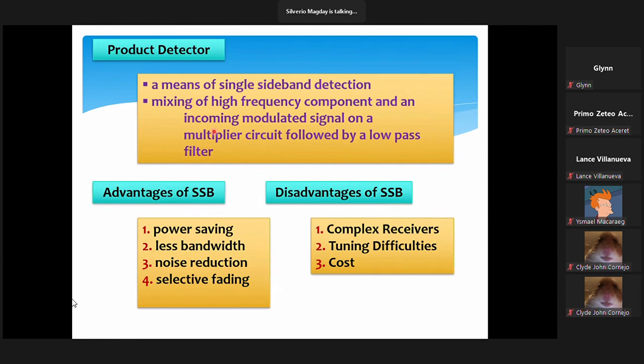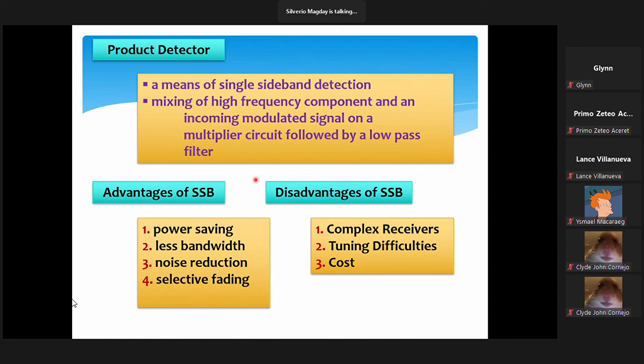Okay, product detector. So, a means of single sideband detection. Ito naman sa reception na side, kung gumamit ka ng mga single sideband, paano naman very successful in the receiver side. So, ang ginagamit is a product detector, mixing of high frequency component and an incoming modulated signal in a multiplier circuit followed by a low pass filter.